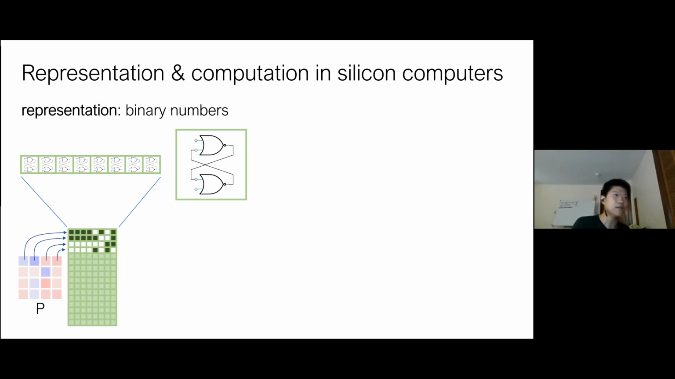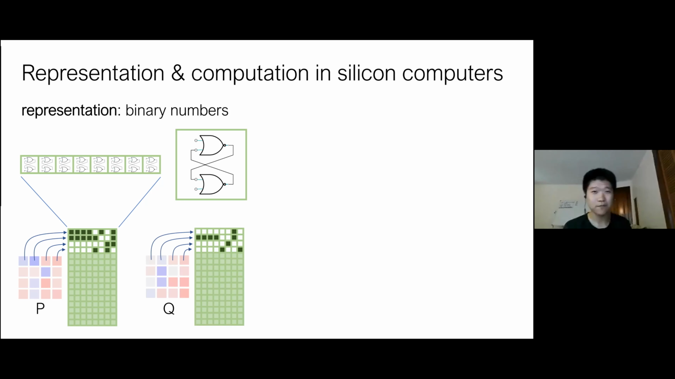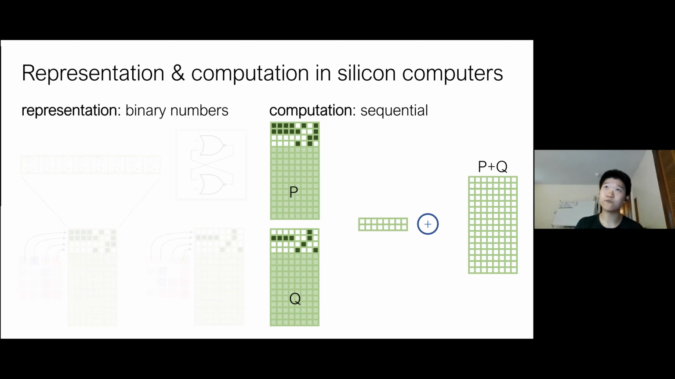So here's a matrix P, and we can just encode every element of P into some row that's addressed by some value. And we can do the same for another matrix Q. And so if we want to perform some kind of computation on this matrix, we have to do it in some sense sequentially, although I know you can parallelize it.